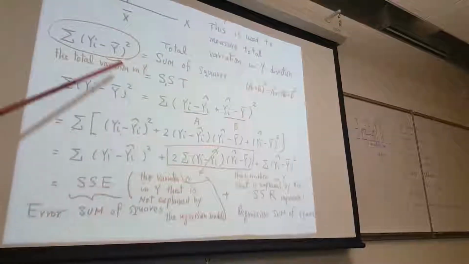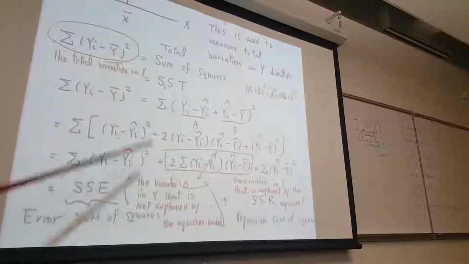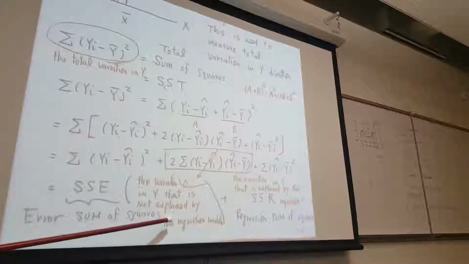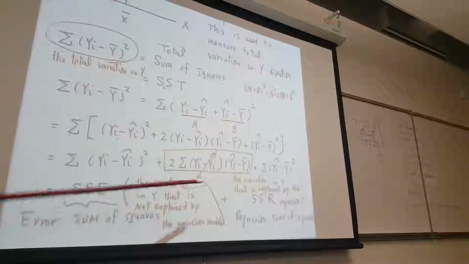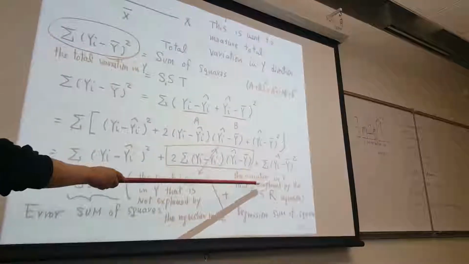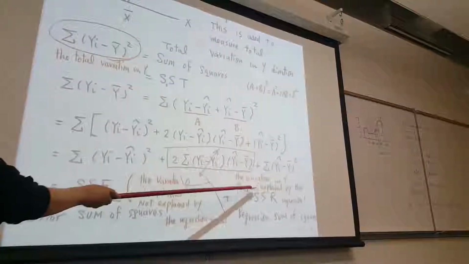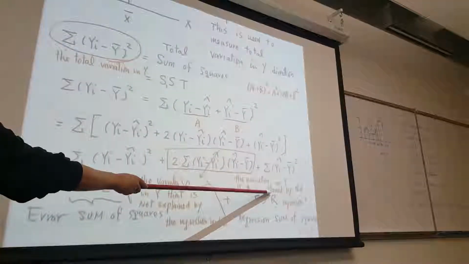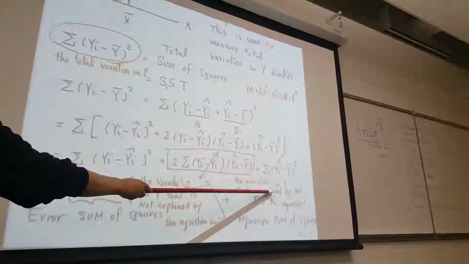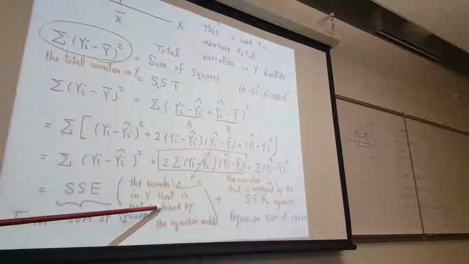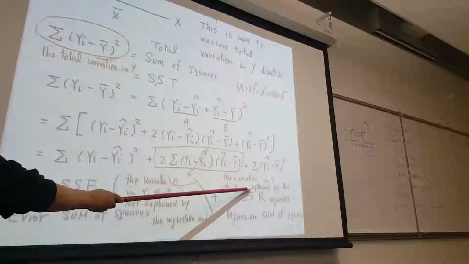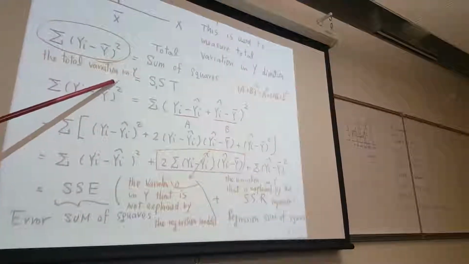Now, this is the total variation in y. This is the variation in y that is explained by a regression model. This is explained by a regression model. This is not explained by a regression model. So when you add these two terms together, they give you the total variation in y.